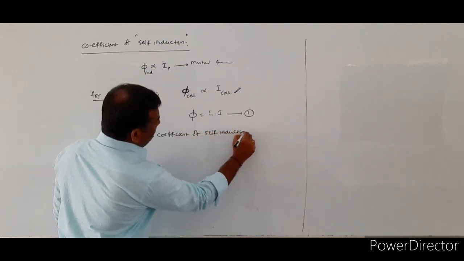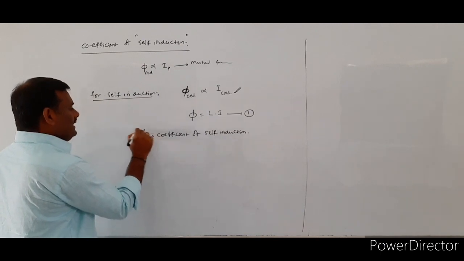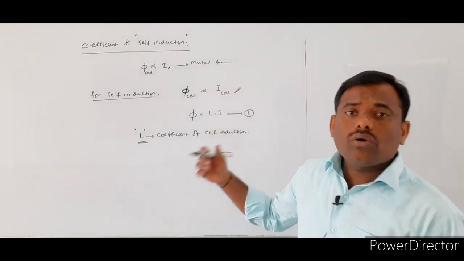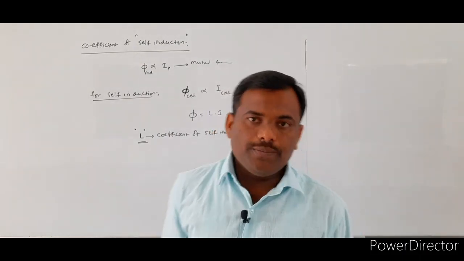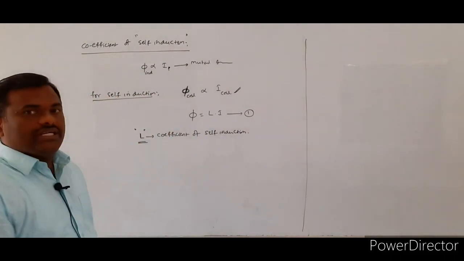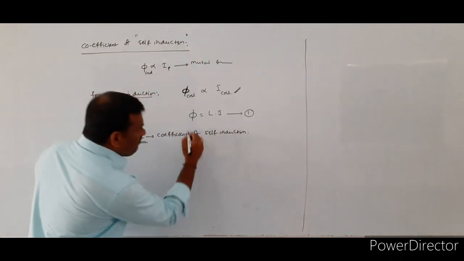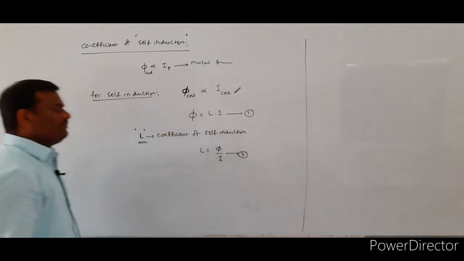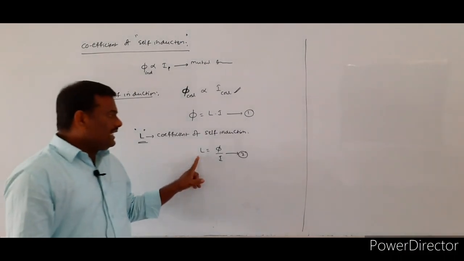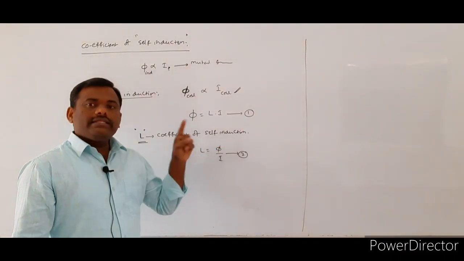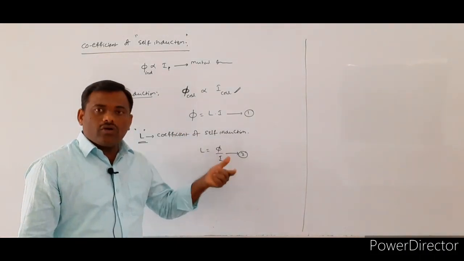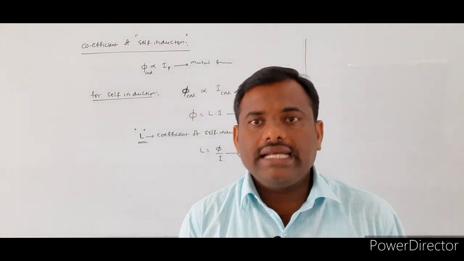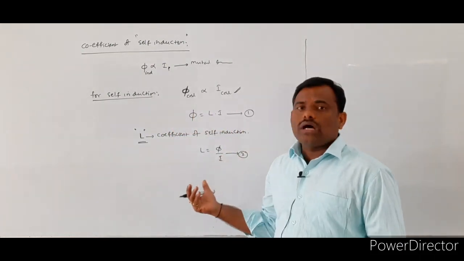coefficient of self-induction. So what is the capital L here? The coefficient of self-induction. Now, how can we define it? From the above equation, can I write L is equal to phi by I? So L is equal to phi by I. What is phi? The amount of flux linked with the given coil, and I denotes the amount of electrical current passing through the given circuit or coil.